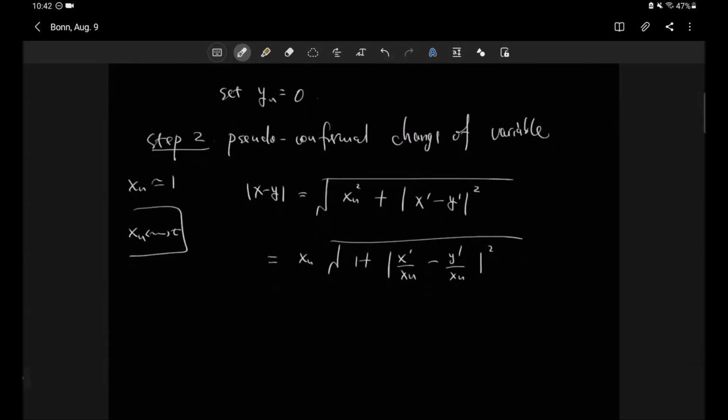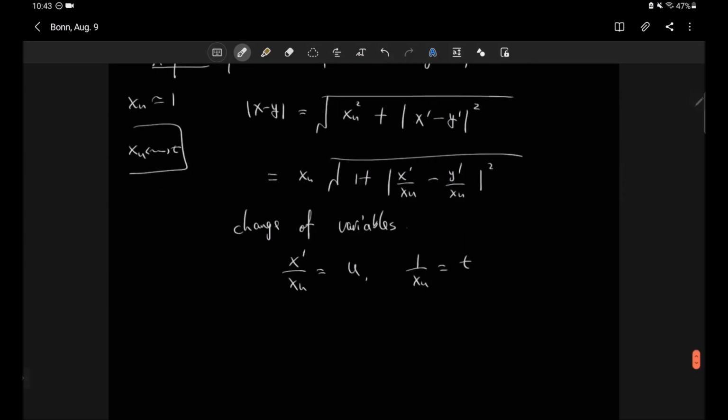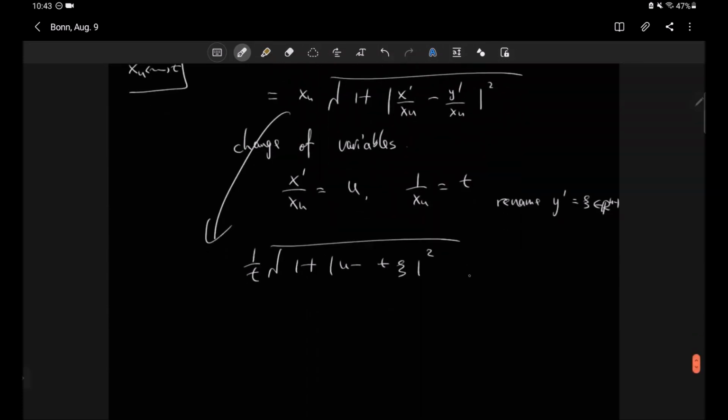Now, after pulling out xn, we do the change of variables. x prime over xn, let's call it u, and 1 over xn, let's call it t. Our phase function becomes 1 over t times the square root of 1 plus |u minus ty| squared. Let's also rename y prime as c. So this is our new phase function.